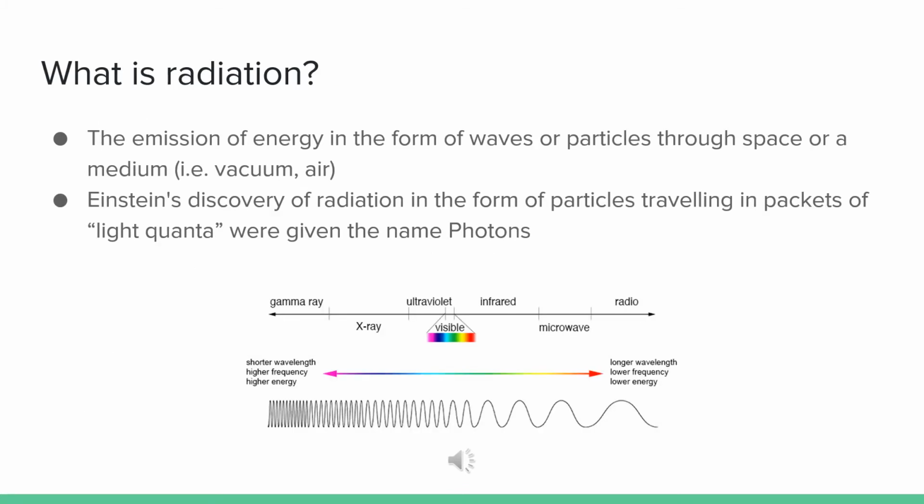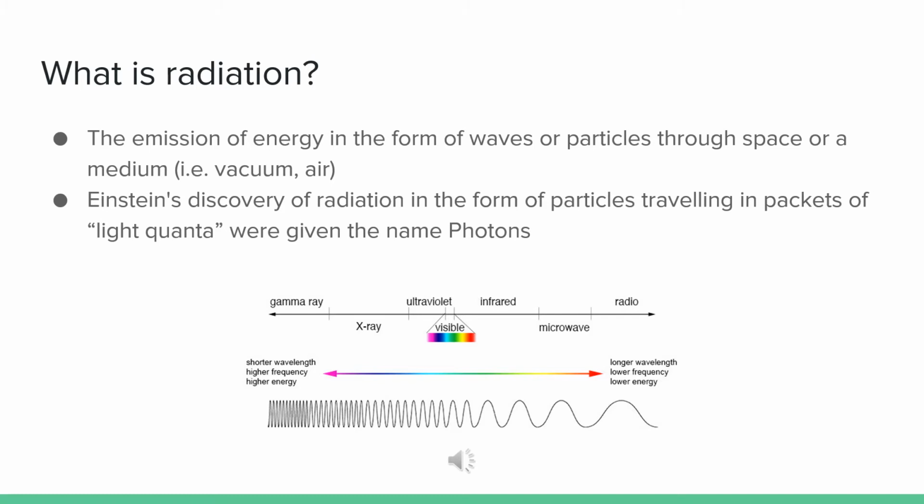So, what is radiation? Radiation is the emission of energy in the form of waves or particles that travel through space or a medium, like a vacuum or air. Einstein gave these packets of particles of light the name photons, which is very commonly used in radiotherapy. The electromagnetic spectrum shows the wavelengths of radiation that have been discovered. Visible light is in the middle of this spectrum, in between ultraviolet and infrared, and does not have enough energy to damage cells, as it's only light.